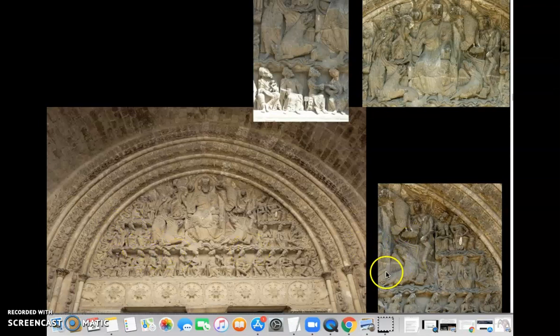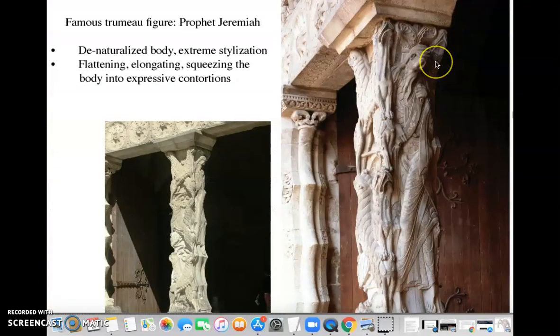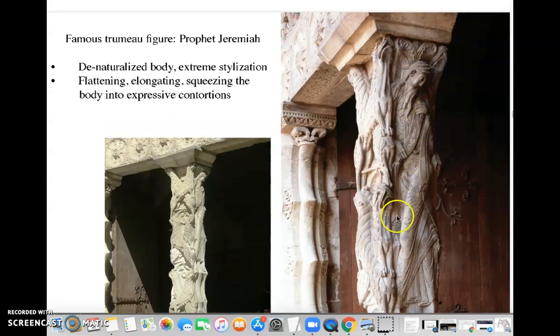Look at how the figures, even the animals, are twisting and turning as if there's a burst of energy in the face of a revelation. So we have some Romanesque stylistic traits in the sculpture of elongated figures, like this one, which is in the Trumeau figure, very elongated, lots of twisting and flowing and rippling lines, rippling line work to suggest energy and animation.